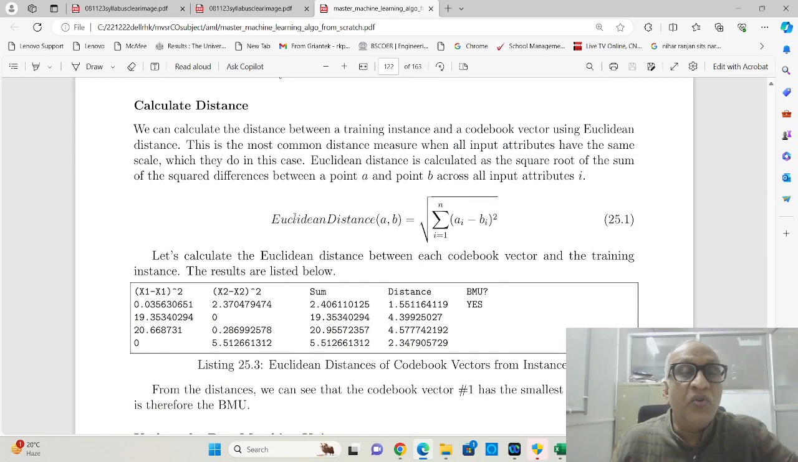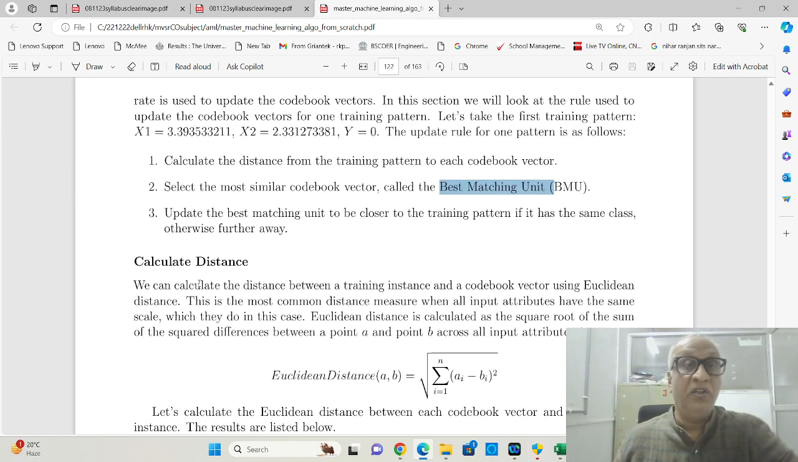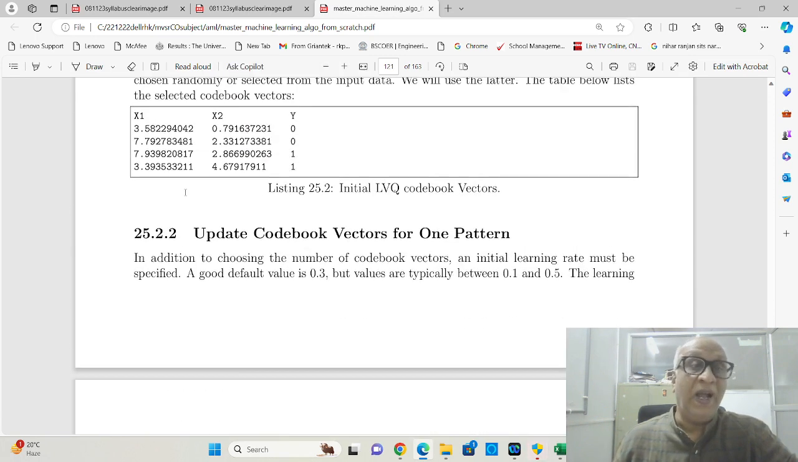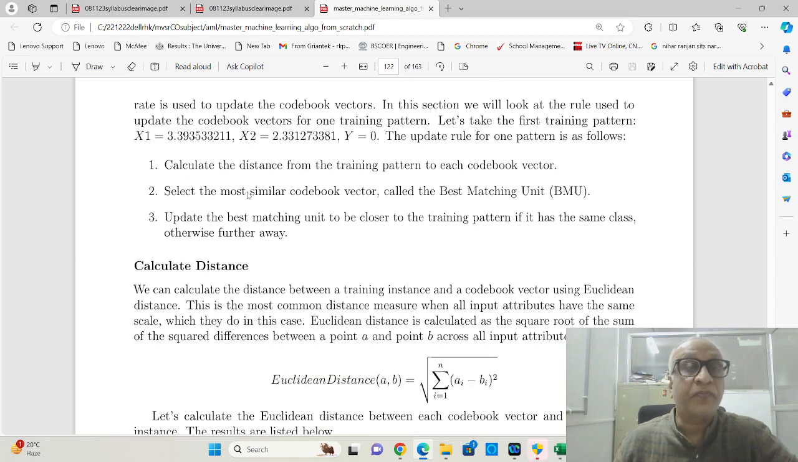So using Euclidean distance, we are finding out the distance here. This is my x1, and this is my x2. This x1 and x2, I am taking Euclidean distance for this content of the codebook vector. So x1 minus this x1, x2 minus this x2, whole square, and then square root.